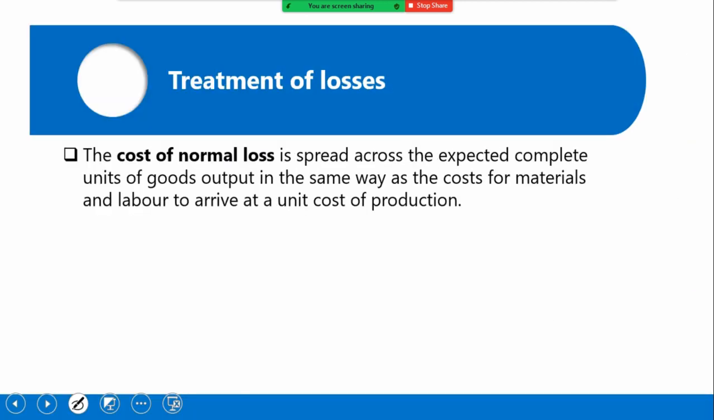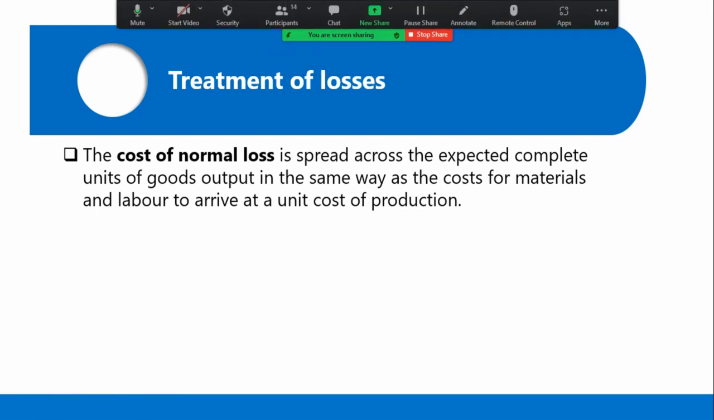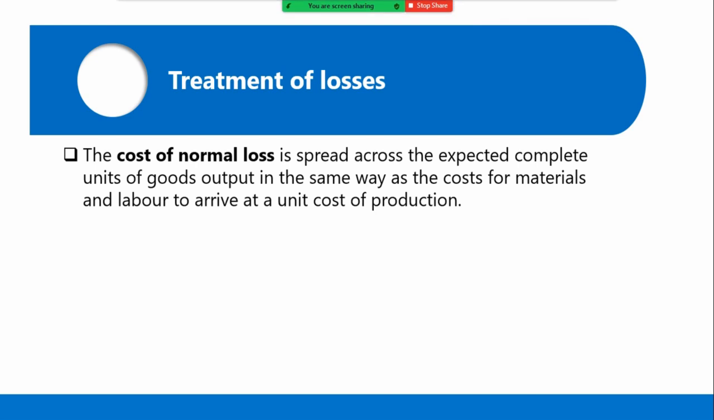When it comes to treatment of losses, there is what we call the normal loss, which is the expected loss. The cost of the normal loss is spread across the expected complete units of goods output in the same way as the costs for materials and labor, to arrive at a unit cost of production. So this normal loss is going to be spread across the expected complete units of goods output.